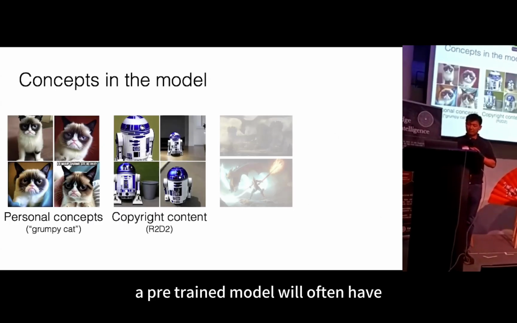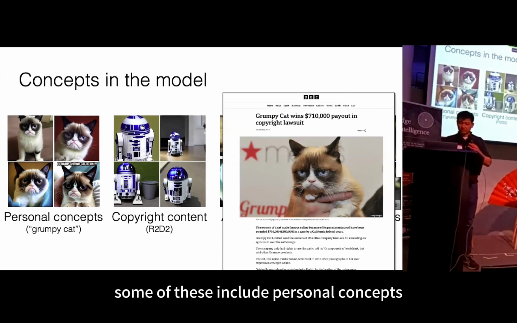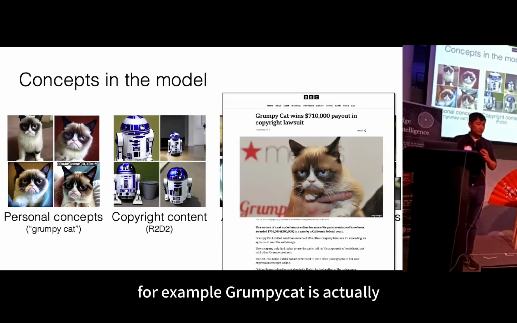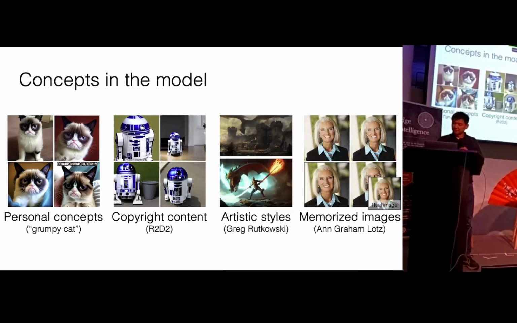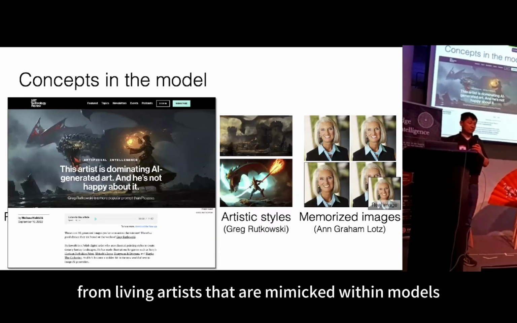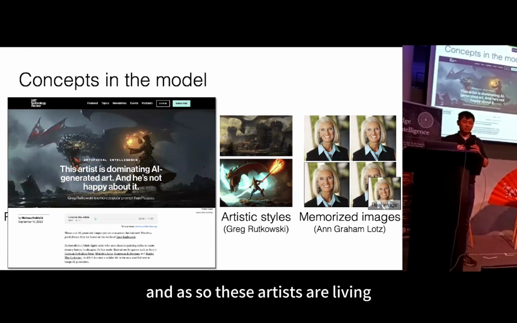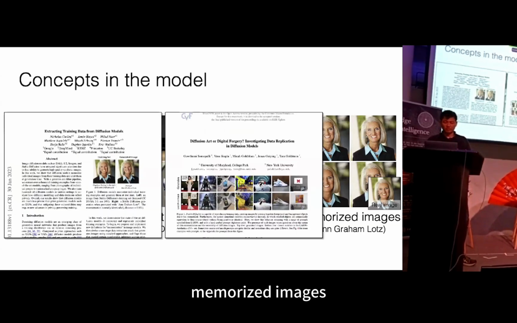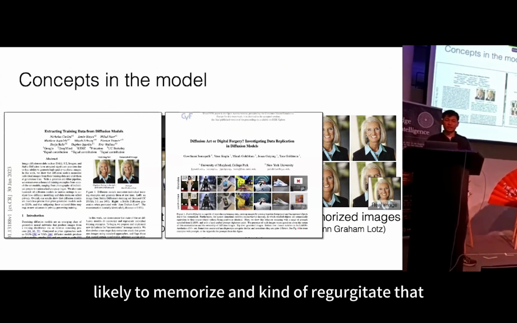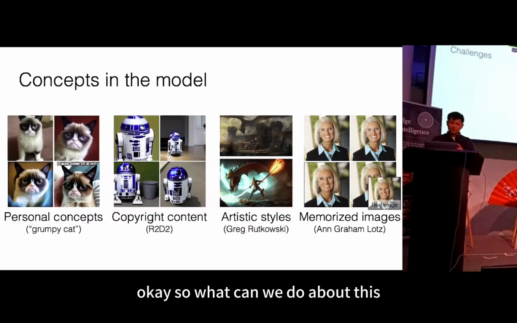So a pre-trained model will often have a whole bunch of different concepts, and some of these may be problematic. Some of these include personal concepts or copyrighted content. For example, Grumpy Cat is actually someone's cat that's out there, and they own a copyright over it. There's also artistic styles from living artists that are mimicked within models. And as some of these artists are living, they may not really appreciate that. And then there's the idea of memorized images, where if you have a lot of repeated elements in your training set, the model is likely to memorize and regurgitate that and really not be generating something that's appreciably new.